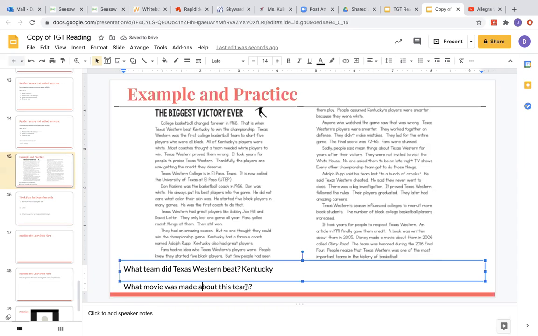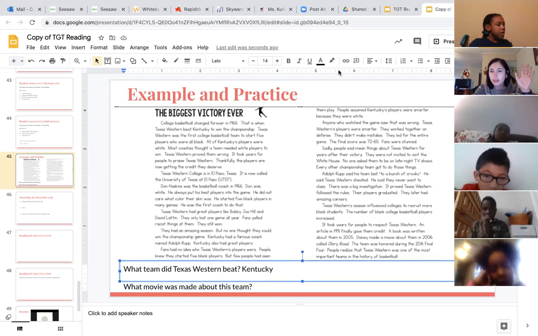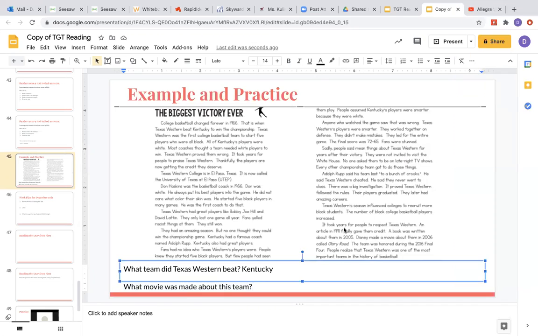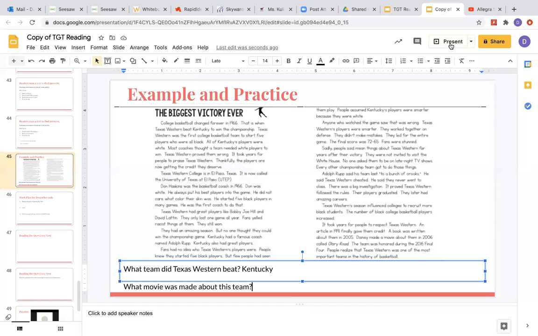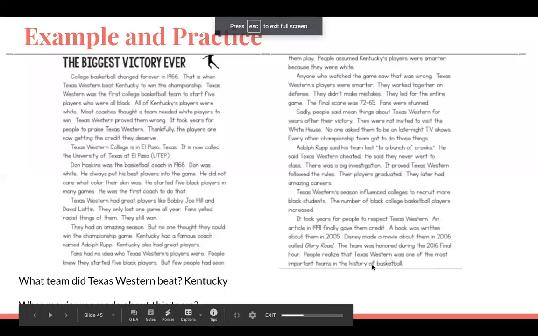All right, our next question. What movie was made about this team? Well, first of all, let's determine, did they talk about the movie in the beginning, the middle, or the end? Does anyone remember? The end, good. Okay, so let's go to the end. Let's scan this last paragraph. All right, raise your hand.